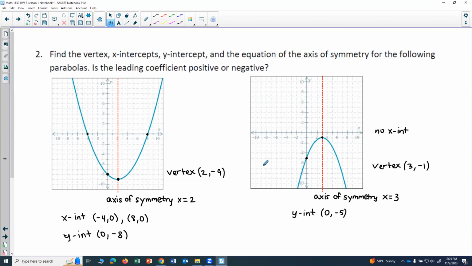And then you want to think about the leading coefficient. This graph opens upward. So it's going to have a positive leading coefficient. Over here, this graph opens downward, so it will have a negative leading coefficient. So that's an introduction to parabolas. We'll go further in the next video and actually graph some parabolas when we're just given their equation.